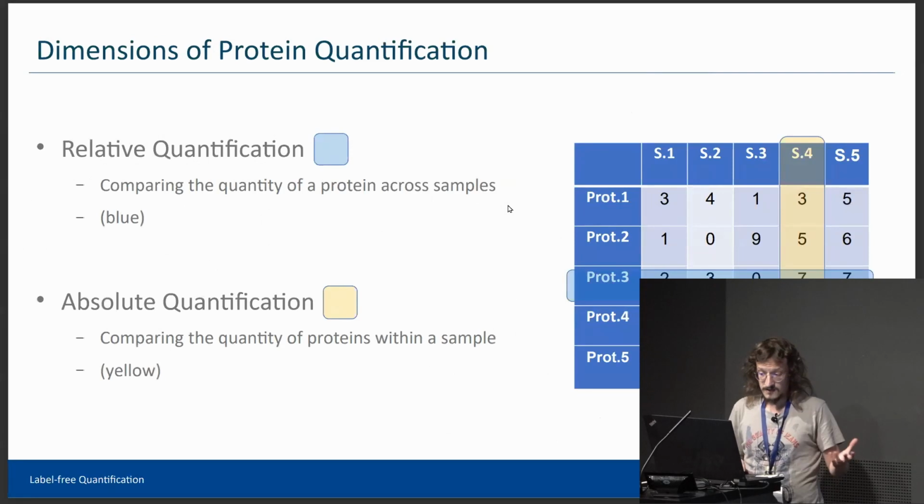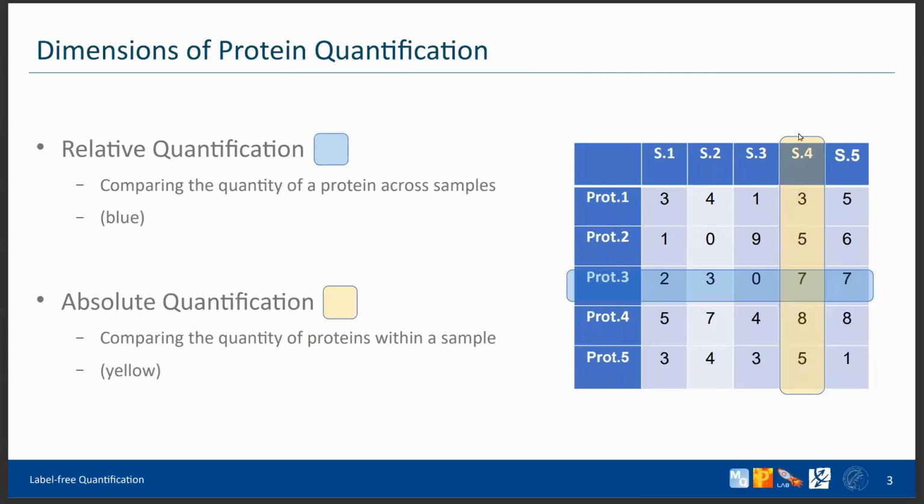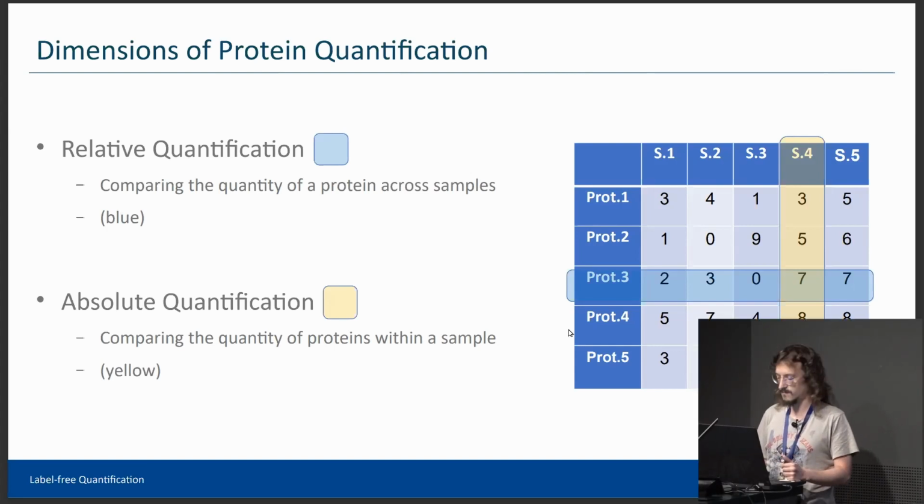So we have two types of quantification. Again, we have the same table here, simple proteins, samples. There is the absolute quantification, so it's the total amount of proteins that you quantify in one sample, and it's the yellow bar here. Then we have the relative quantification, that is instead the quantification of a specific protein across all the samples. And usually this is the one that we are more interested in because we want to compare different samples, and so we want to compare the relative quantifications.